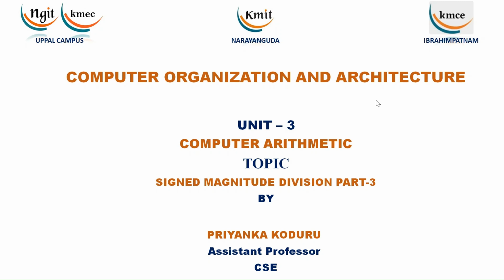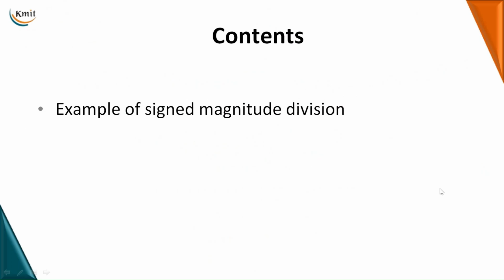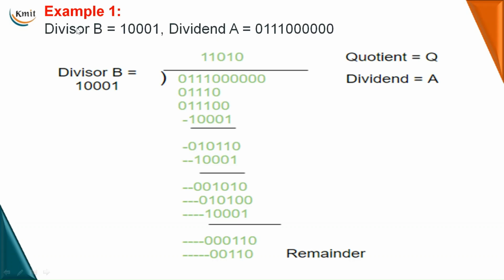All, let's continue with the sign magnitude division. In this lecture, we'll see an example of a sign magnitude division operation. I'm taking an example where my divisor B is 10001 and my dividend is 0111 followed by zeros. I will implement the flowchart and check whether we get the same quotient and remainder as a result.